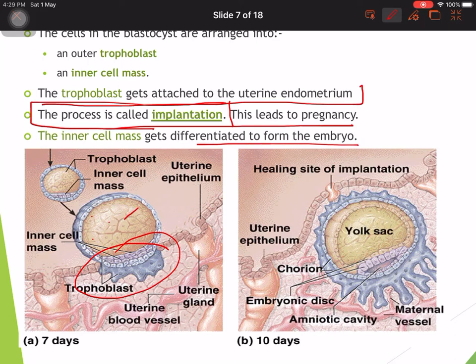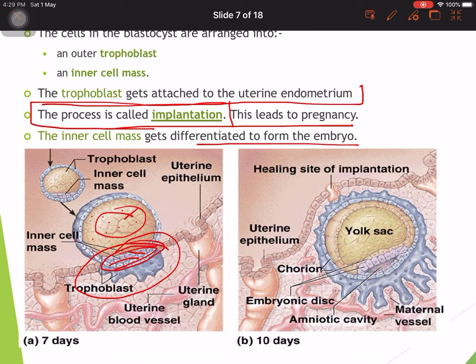So this is the inner mass, and this will form the embryo, and this is the yolk sac. So this inner mass will differentiate into the embryo, and till it gets nourishment from the mother, the yolk sac will be providing the nourishment.